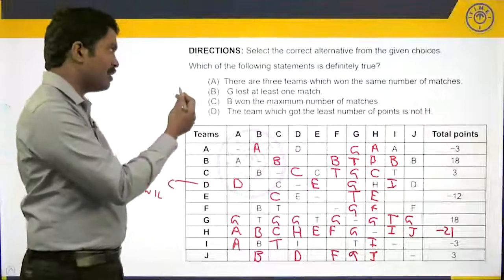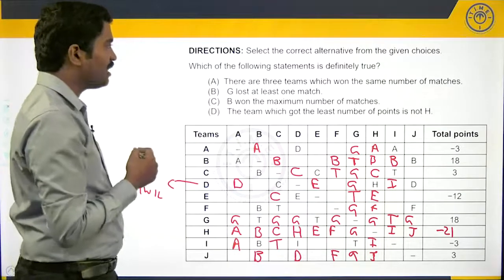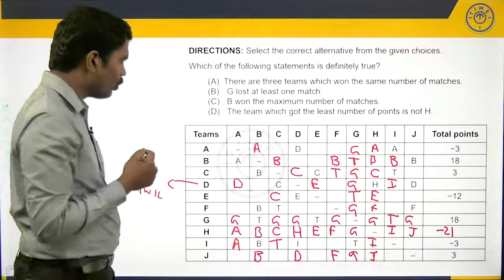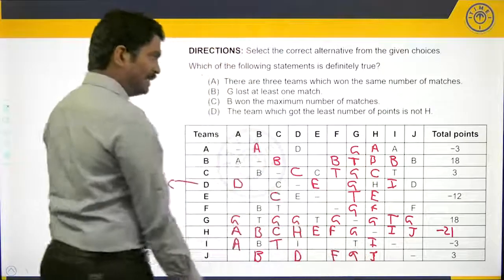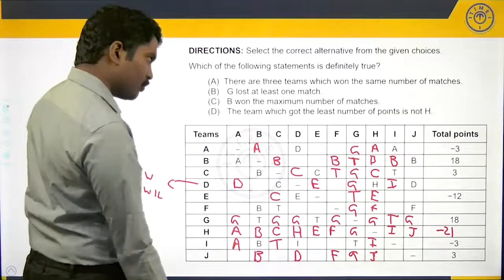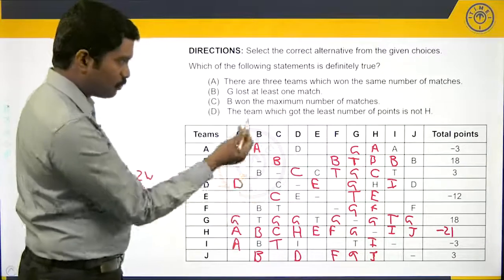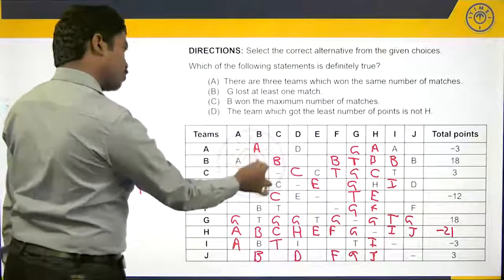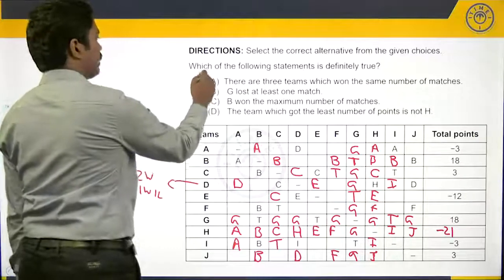The next question, which of the following statements is definitely true? First statement, there are 3 teams which won the same number of points. Okay, how is that possible? The same number of points were obtained by 3 teams. So, we have 2 teams with 3 points, 2 teams with -3 points, and we have 2 teams with 18 points. We don't know, it's like a black box. There are 2 teams D and F here. We don't know that yet. We'll just put this on hold for a moment.